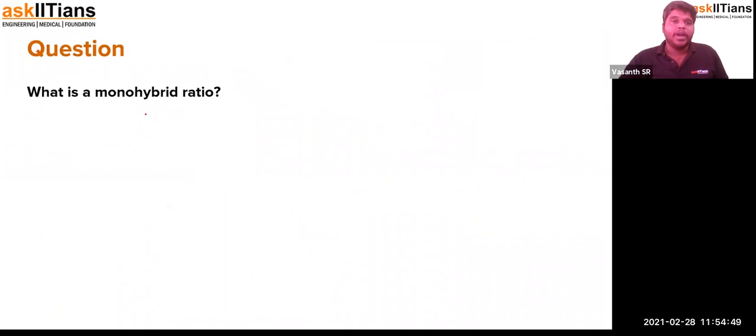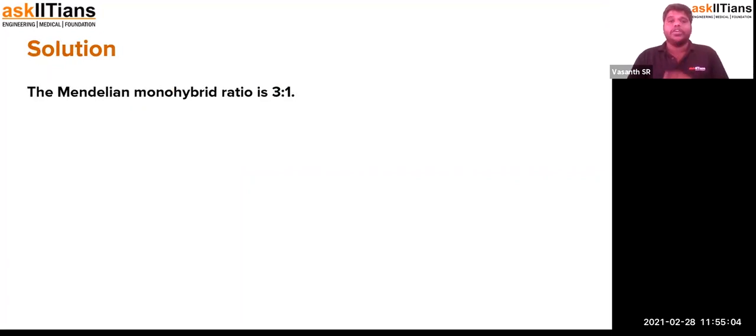What is monohybrid? As I've already told you, mono means single hybrid. Single characteristics are used for hybridization, and the ratio represents how the crossed characteristics are expressed. In the case of monohybrid, there are 2 types of ratio, phenotypic and genotypic. The phenotypic ratio is 3:1 and the genotypic ratio is 1:2:1. So that's the answer for Mendelian monohybrid. We have studied that in detail.